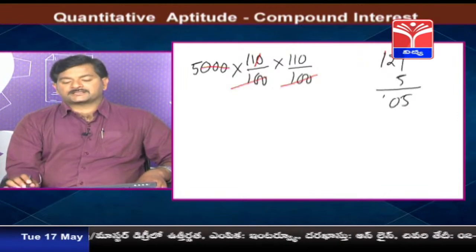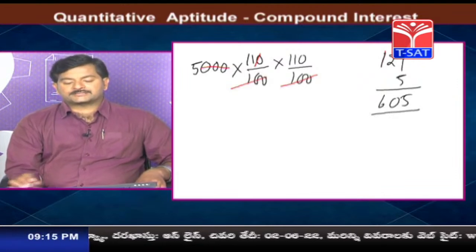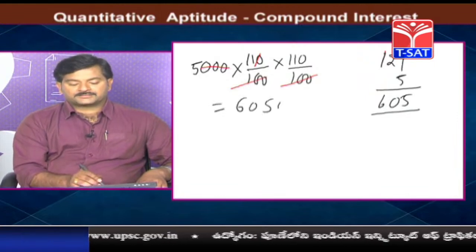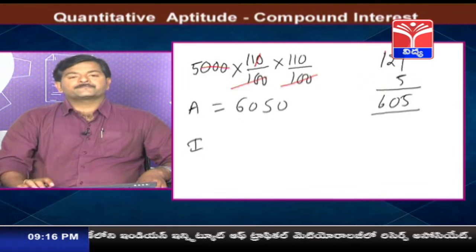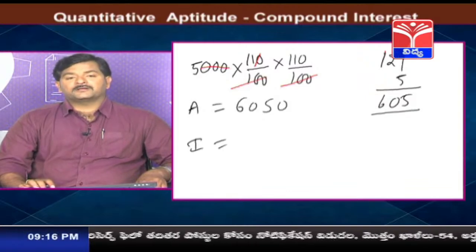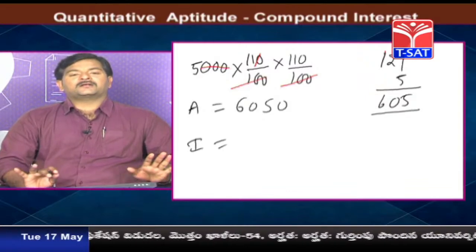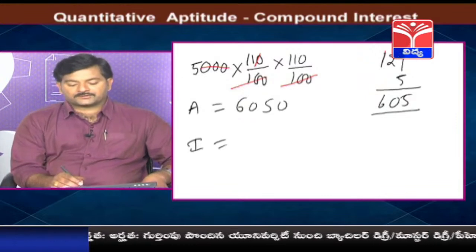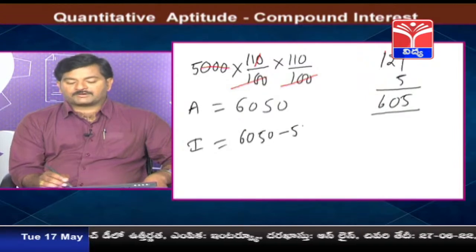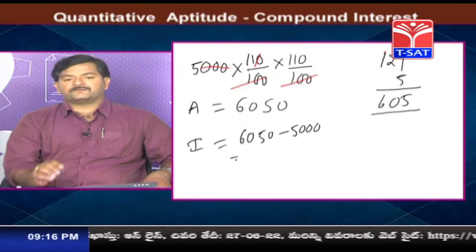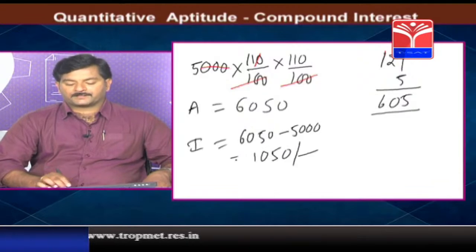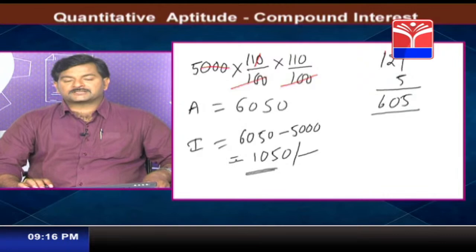So what am I getting? 605. Okay, so 605 and one more 0. What am I getting? 6050. 6050 is the amount. But what did he ask to find? He asked to find out compound interest, not the amount. So amount minus principal. What am I getting? 6050 minus 5000. Hence our answer is equal to 1050 rupees.